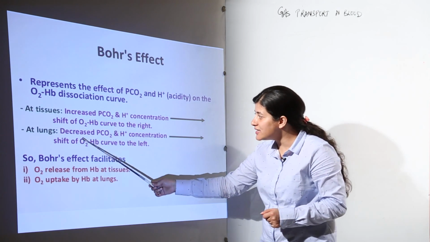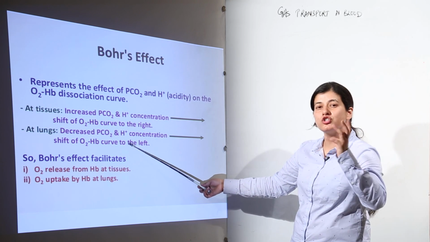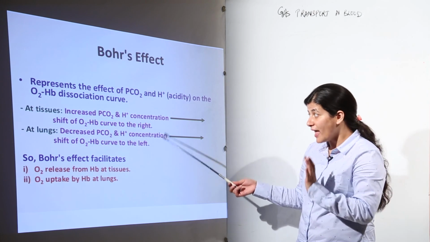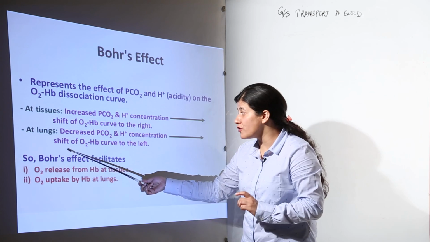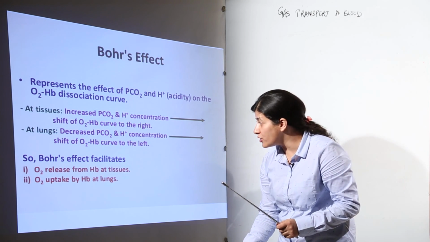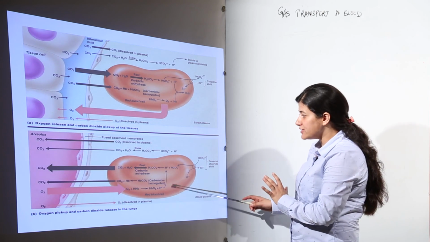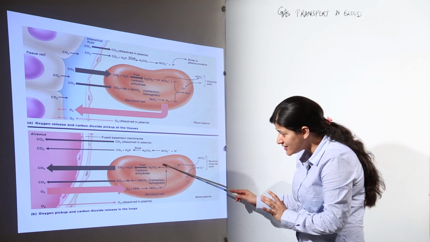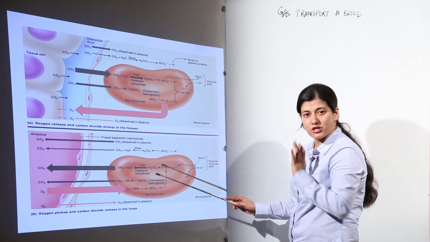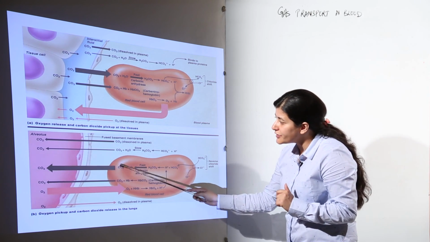At lungs, there is decreased partial pressure of carbon dioxide because over there the partial pressure of oxygen difference is higher, and H positive concentration is also lower. As a result, there is a shift of the O2 HB curve towards the left. That is why it is possible for oxygen to bind more with hemoglobin. Now you see over here that this declines because it is being converted into bicarbonate. First of all, that means H positive ion concentration is decreasing. Next, this carbon dioxide is moving out.